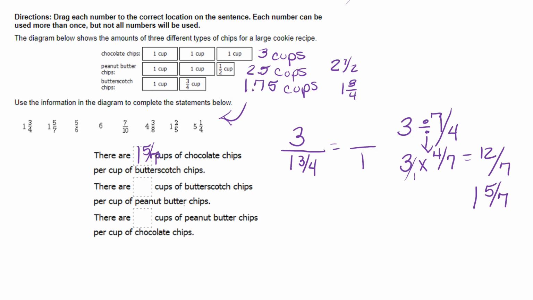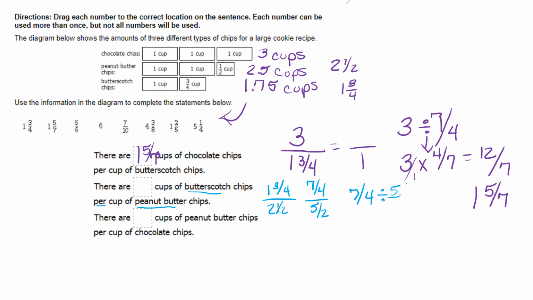I'm going to change my color just so it's easy to follow along here. So we've got butterscotch per peanut butter. So we know that butterscotch was 1 3/4. And I'm going to go ahead and rewrite that as 7/4 just to help us out there. And then over 2.5. So 2.5 is the same as 5/2. So now, remember, I'm going to divide these.